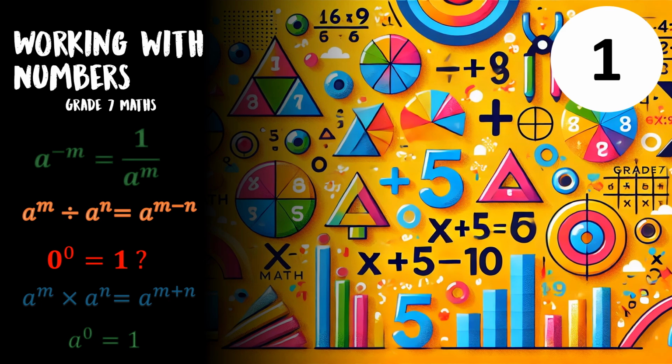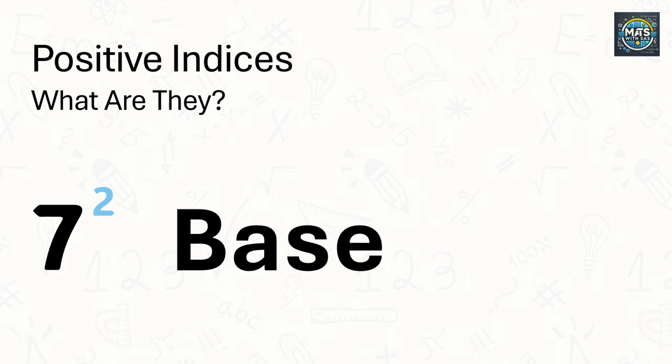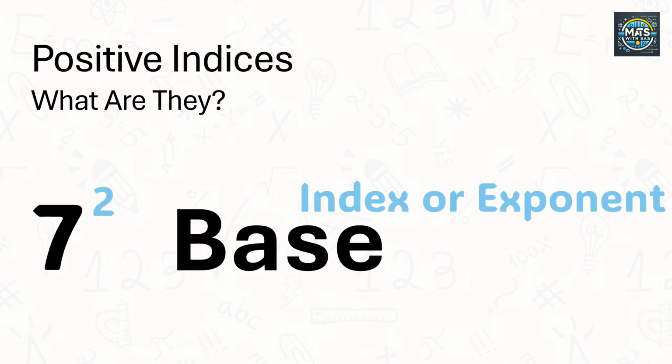Let's get started. An index or exponent tells us how many times a number is multiplied by itself. In the expression 7 squared, the large number, 7, is called the base, and the small number, 2, is the exponent or index. This means we multiply 7 by itself, giving us 7 times 7, which equals 49. Exponents help us write repeated multiplication in a shorter and more efficient way.